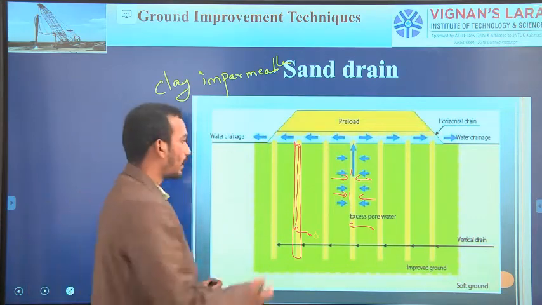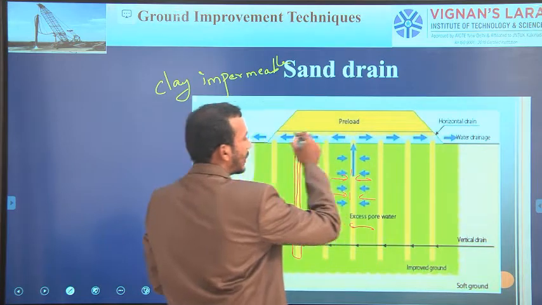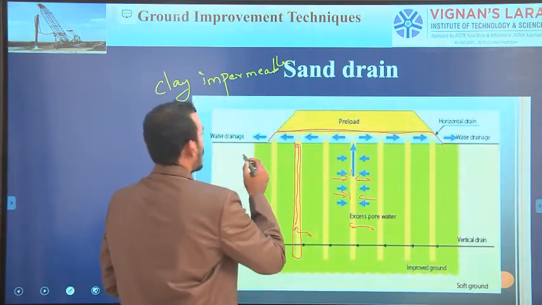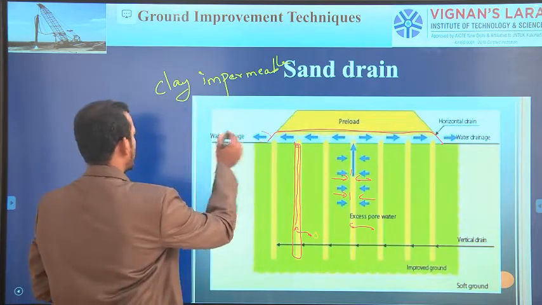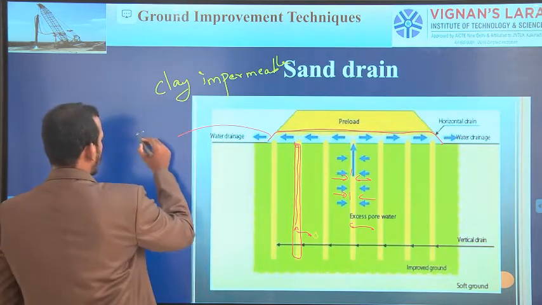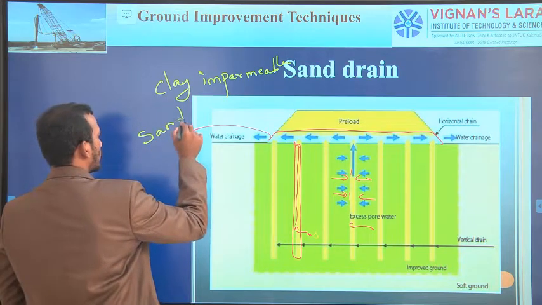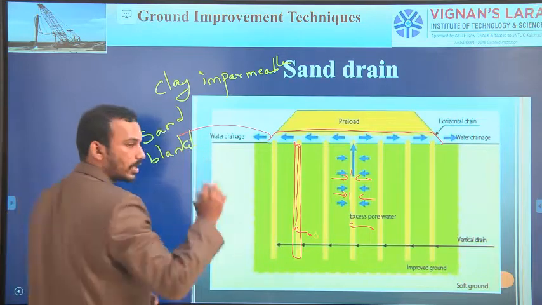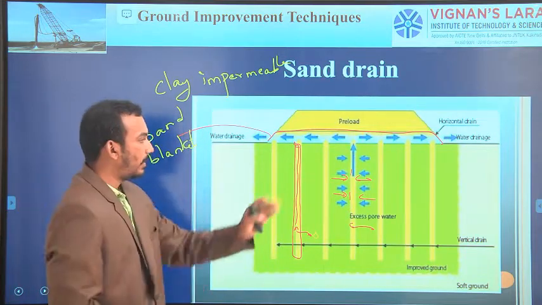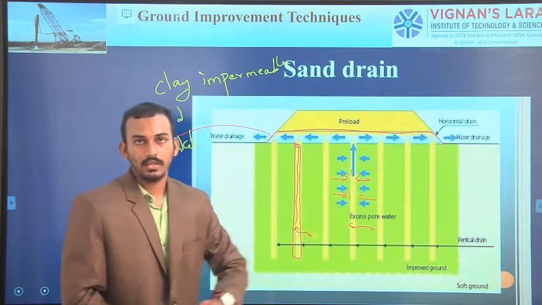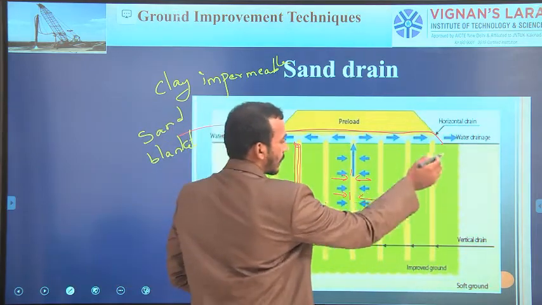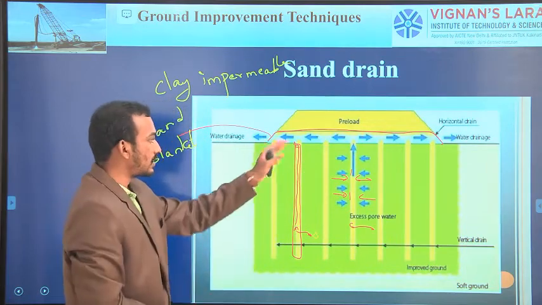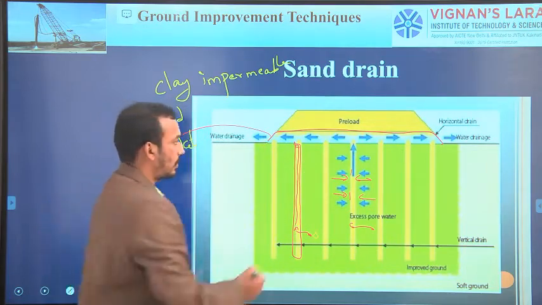Okay. Again, by joining all these sand drains, there is a sand blanket. This is known as sand blanket. Taking the water to the surface is one step. The second step is we need to drain the water away from the site. So that's why the drainage blanket collects all the water from the drains and discharges it away from the site. Okay. So this is a preloading.